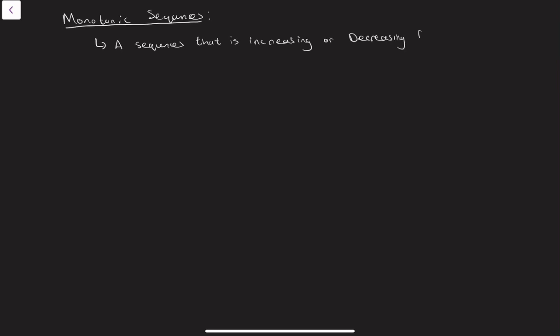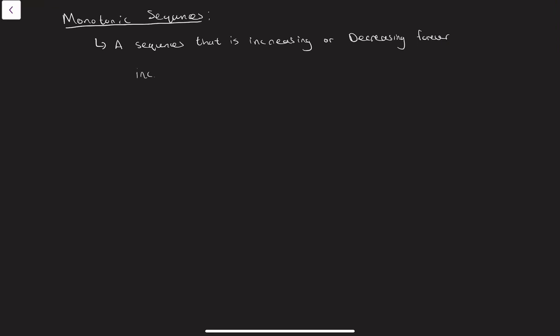So the next property of sequences I want to talk about is monotonic sequences. Well, a monotonic sequence is just a sequence that is either increasing or decreasing forever. So it's pretty straightforward: a sequence that is increasing or decreasing forever.